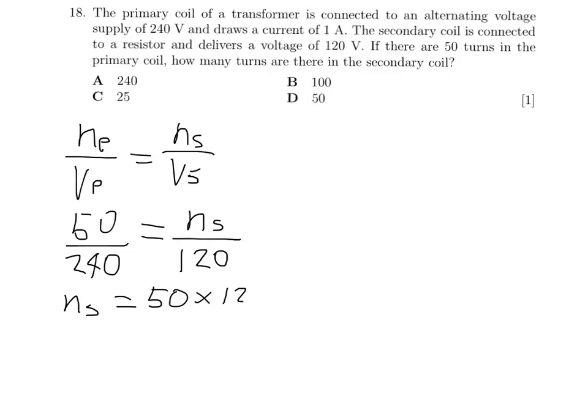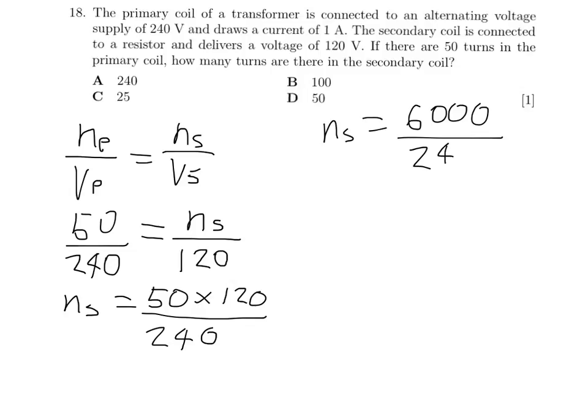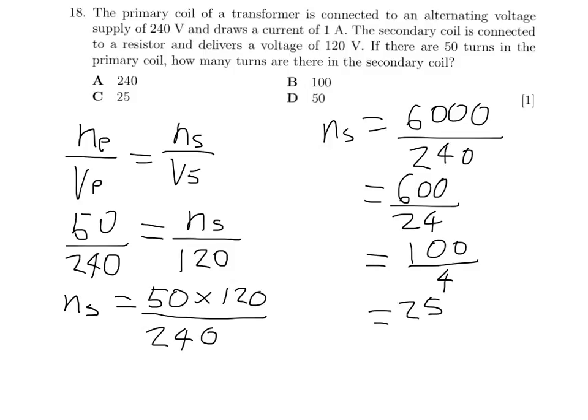And we are told that the voltage on the secondary coil is 120 volts. We're told that it draws a current of 1 amp, but we don't need to use that bit of information. It's just an extra little bit of information that we don't really need. Rearranging for NS, the number of coils on the secondary coil, and putting our numbers in, we can simplify it down, and what we end up with is 25 coils on the secondary, which is answer C.